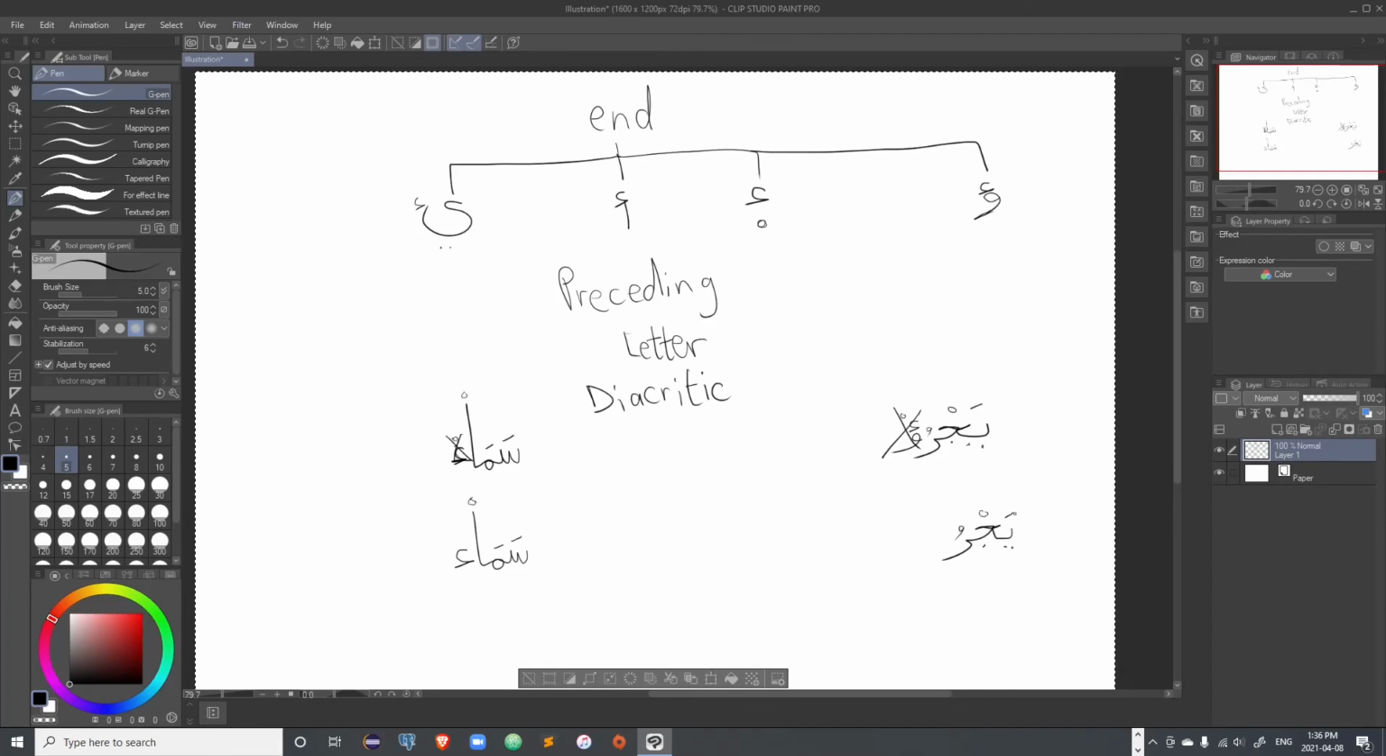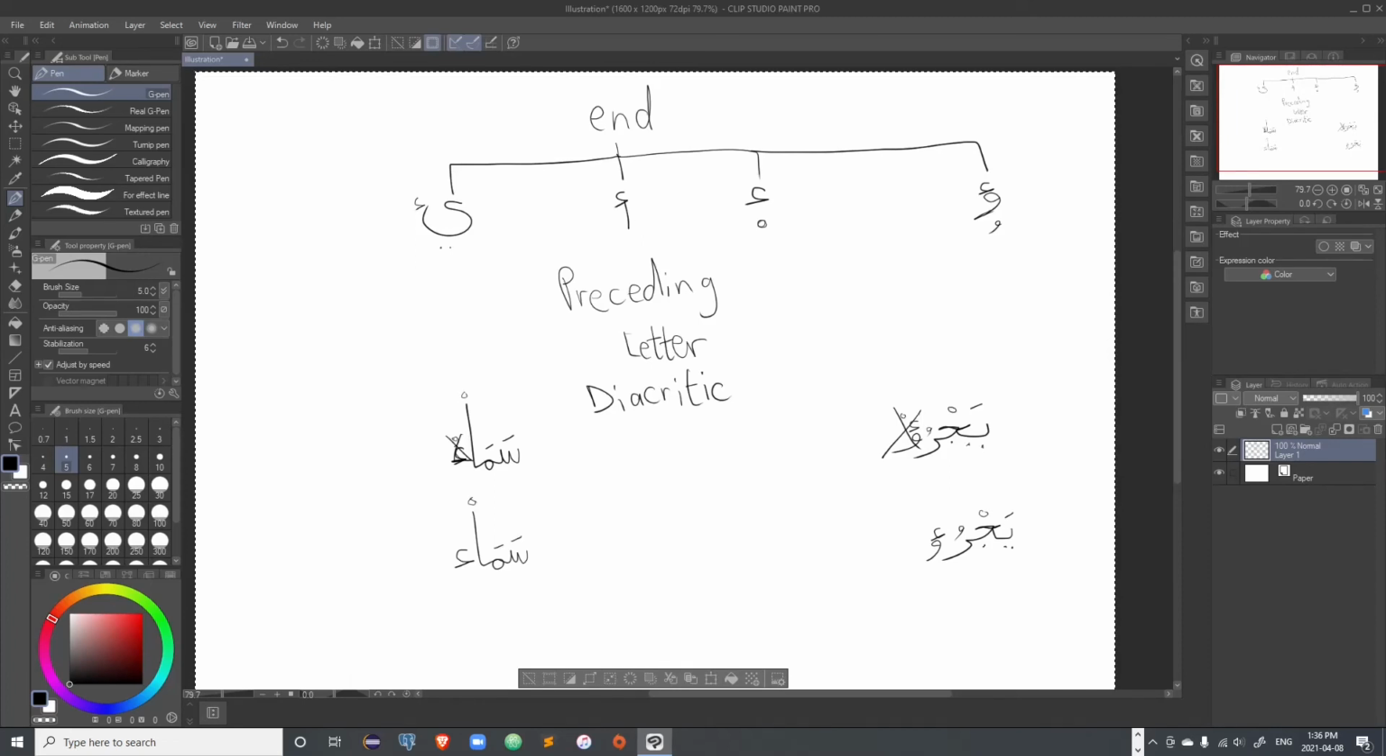Yajru. How would I write the hamza here? Look at the letter before it. What is the diacritic? Dhamma. And what is the letter that the dhamma is extracted from? The waw. So it will be hamza above the waw. So this will be dhamma.